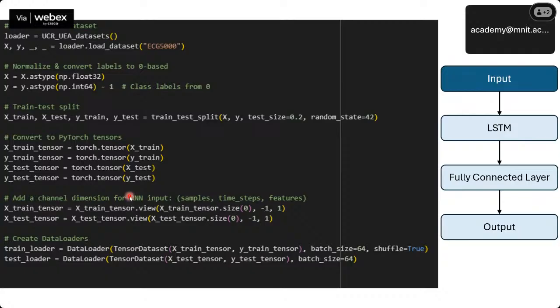Now, this is the code behind what we are doing during the input stage. We are basically taking in the ECG 5000 dataset from the UCR UE dataset function. This dataset is already imported in some library. I'll show you later on.